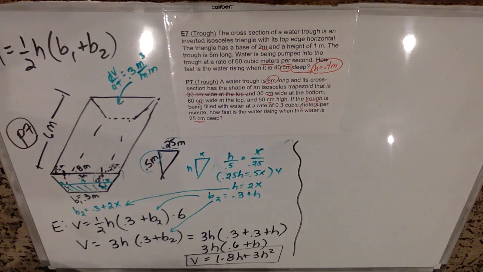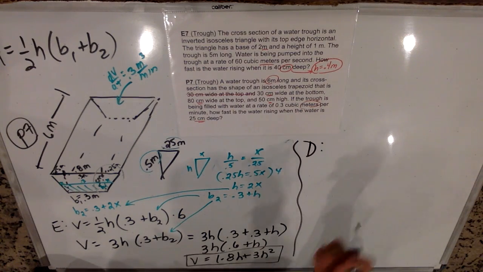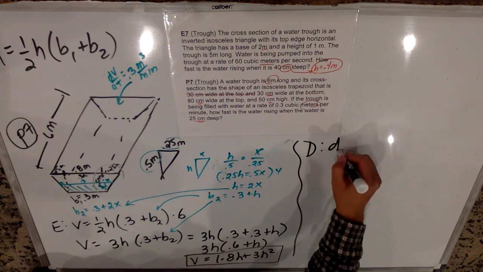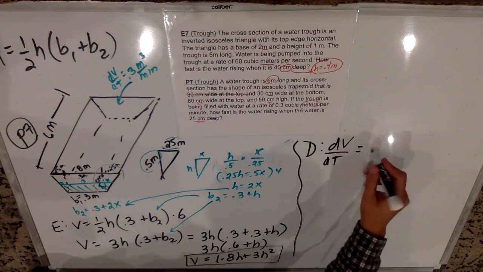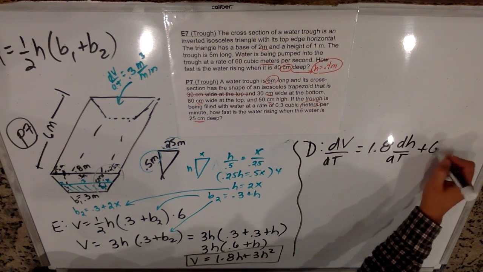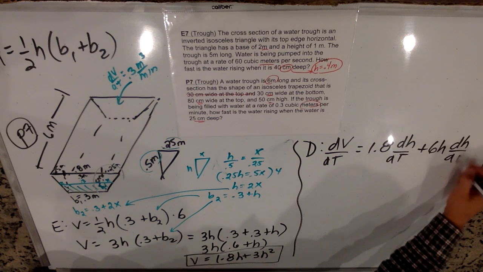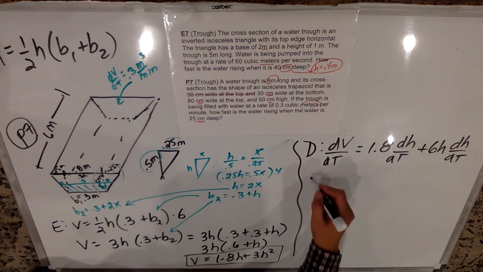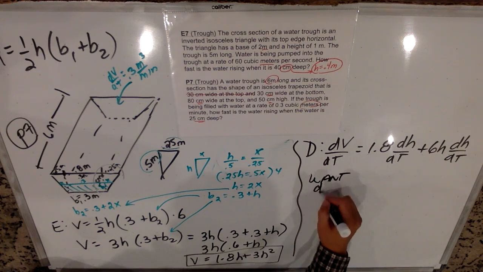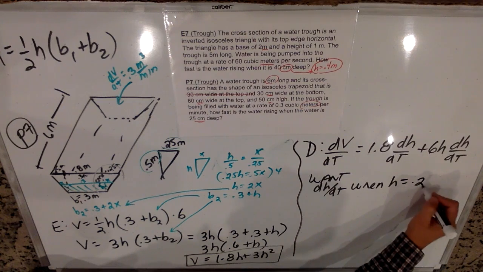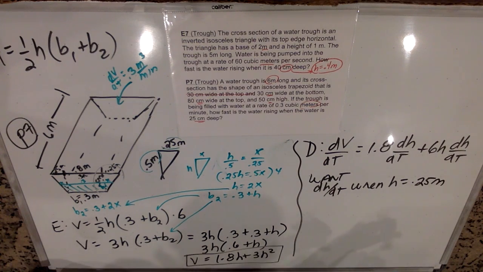Okay, so now when I differentiate, all of that work was before any calculus. And this is when I say the algebra skills and the trig skills are really what get you. So my dV/dt is going to be equal to 1.8 dh/dt plus 6h dh/dt. And the thing we want is dh/dt, specifically dh/dt when h is 0.25 meters.